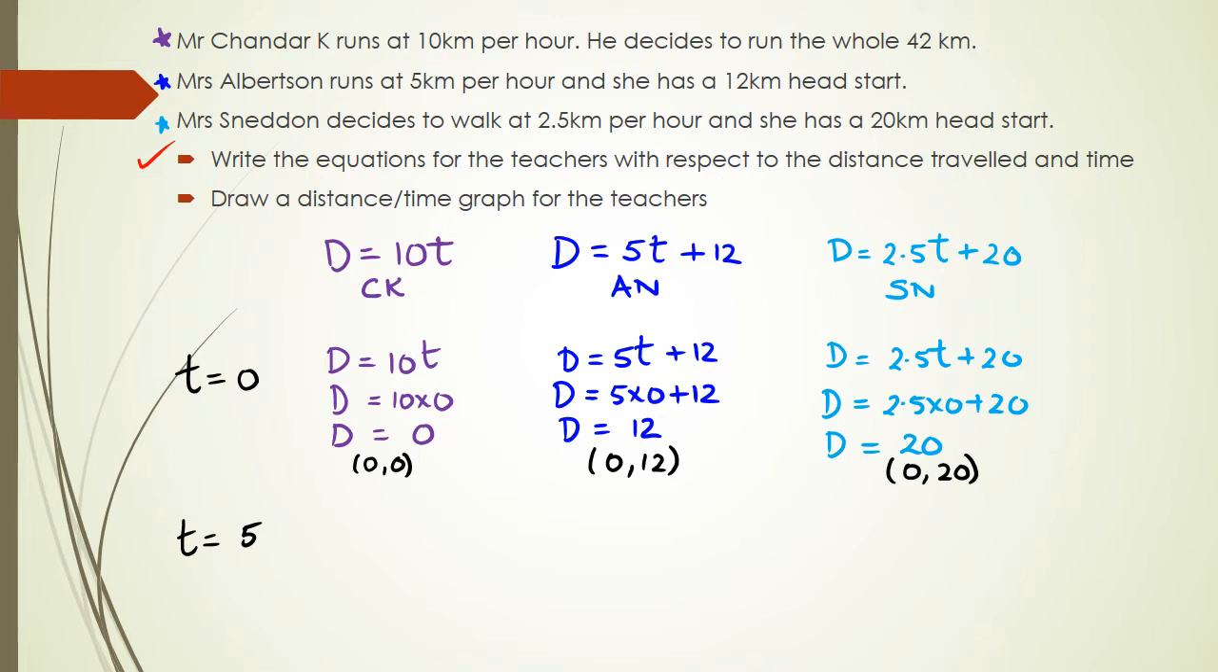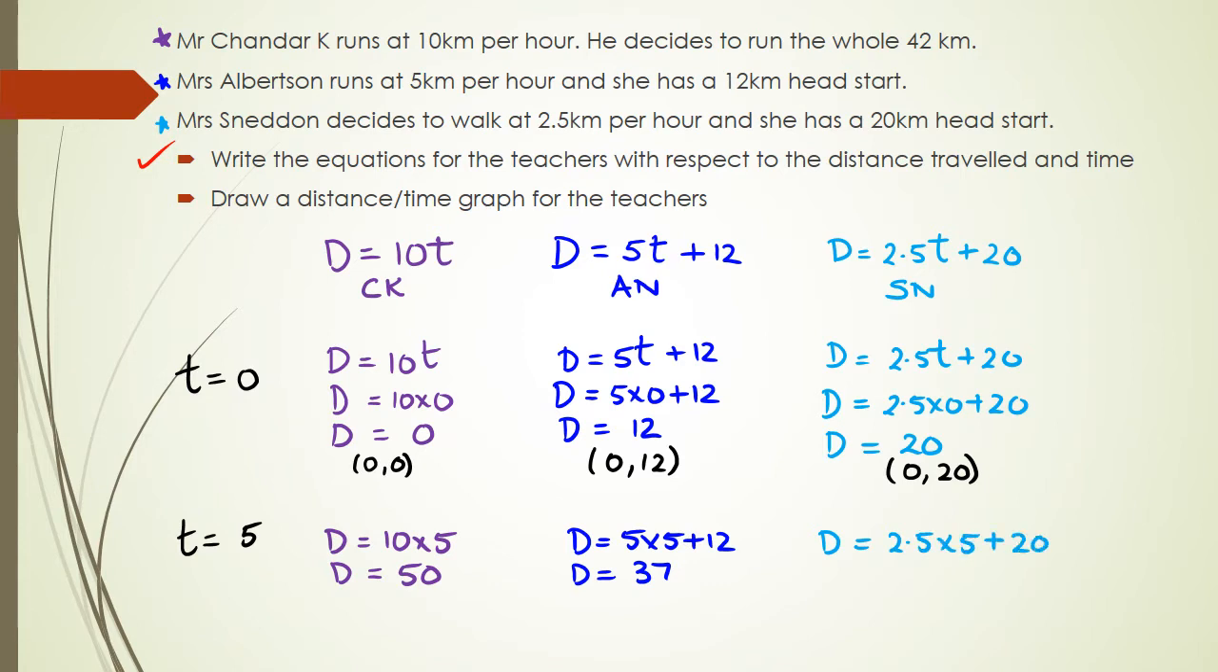Now we need a second point to actually join their line up. So, and this is where I'm going to use t equals 5. So I write the equation again, 10t, but this time I'm going to just go 10 times 5, which means d is equal to 50. All right, and for Miss Albertson, I have 5 times 5 plus 12, and so that means the distance is equal to 37. And as for Miss Sneddon, we have 2.5 times 5 plus 20, and that equals 32.5 kilometers. Oh, well, we don't really need to worry about the km for now.